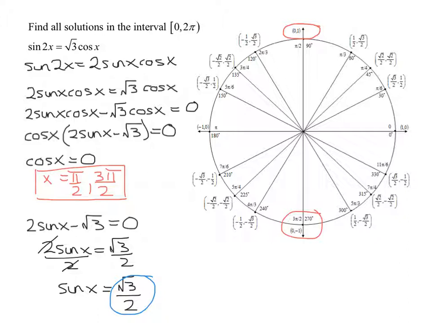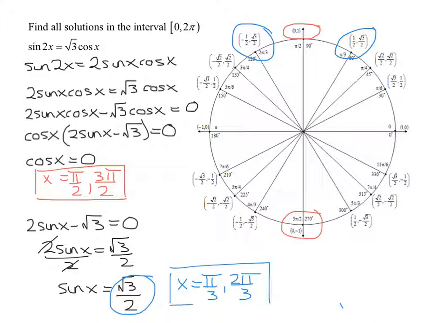That's going to be in quadrant 1 and quadrant 2. And here's my first value, and here's my second value. Both of those have a y-coordinate of the square root of 3 over 2. So in that case, my solutions are x equals pi over 3, my angle in quadrant 1, and x equals 2 pi over 3, my angle in quadrant 2. So how many solutions do I have for this equation in this interval? 1, 2, 3, 4.